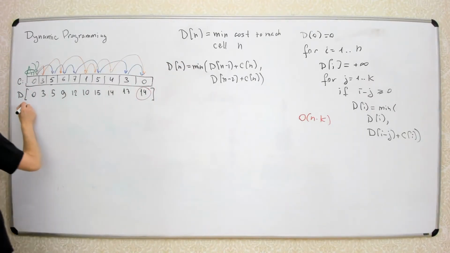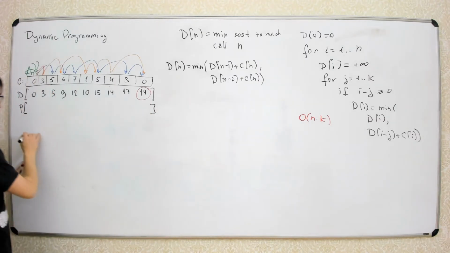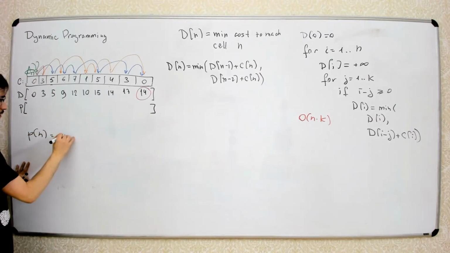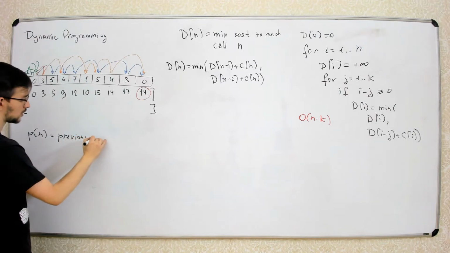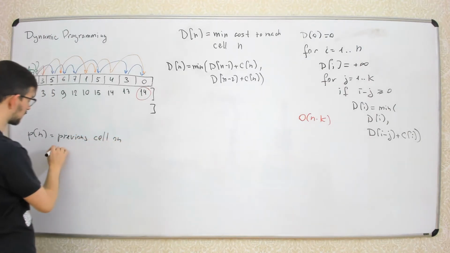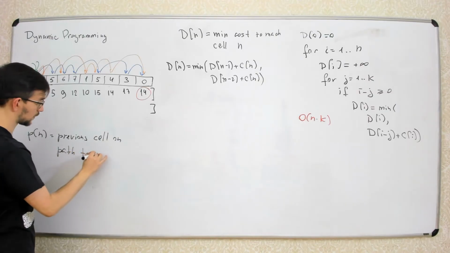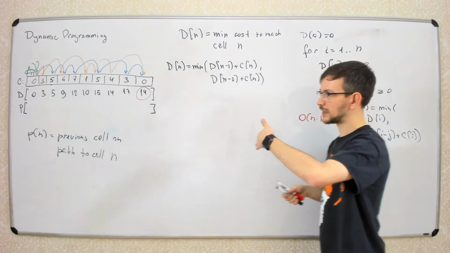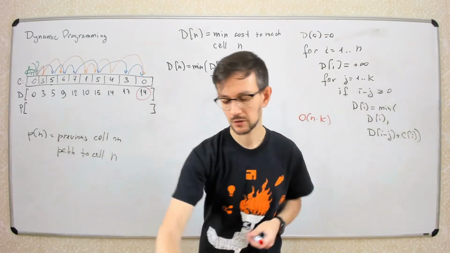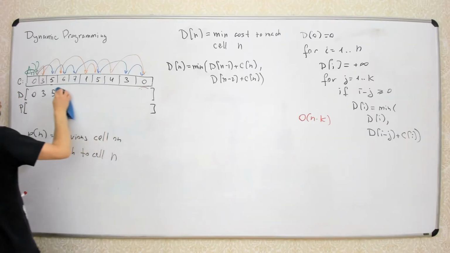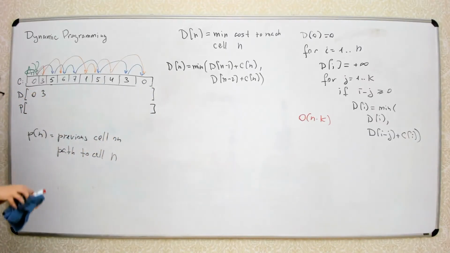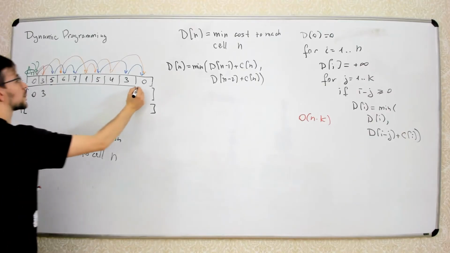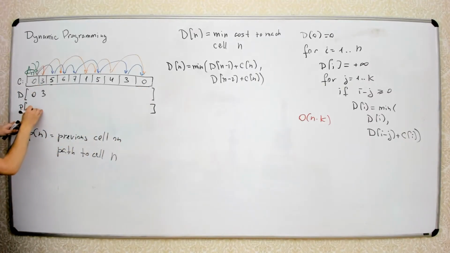Create another array p, and this p will be the previous cell on the path to cell n. So we go from left to right and calculate two arrays at the same time. Again, we start from left to right. For the first element there is no previous element, so this is 0.